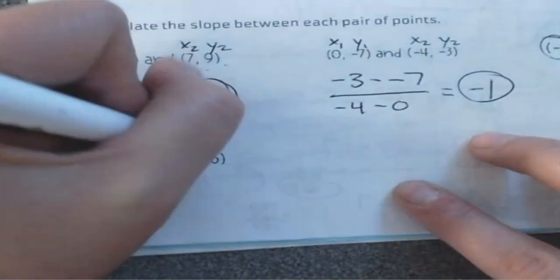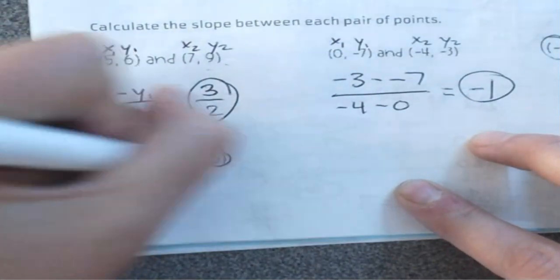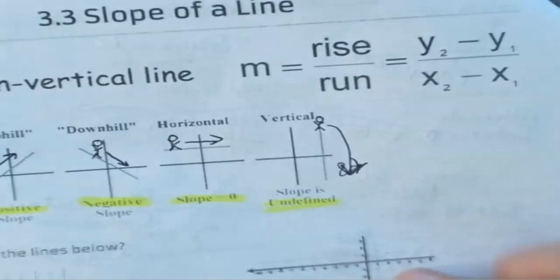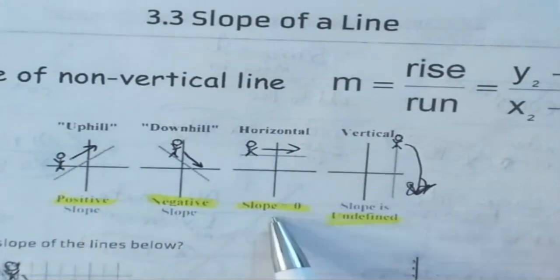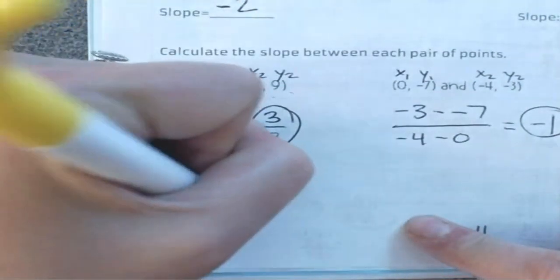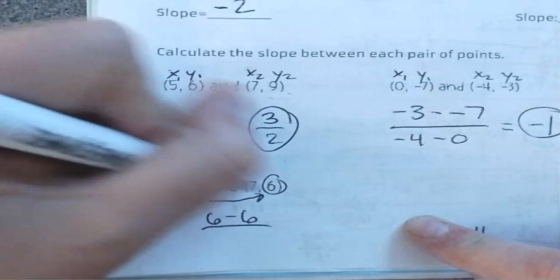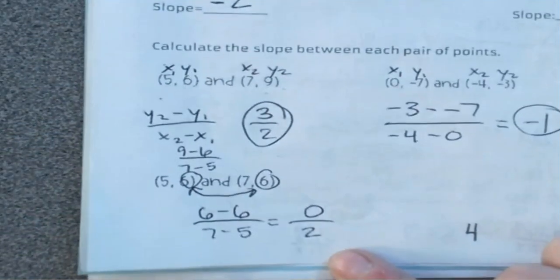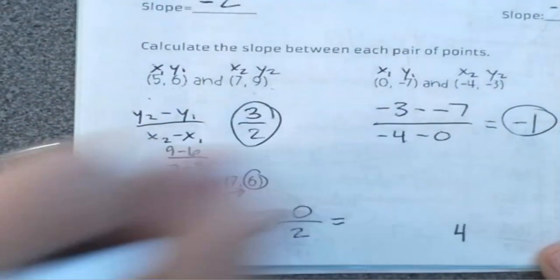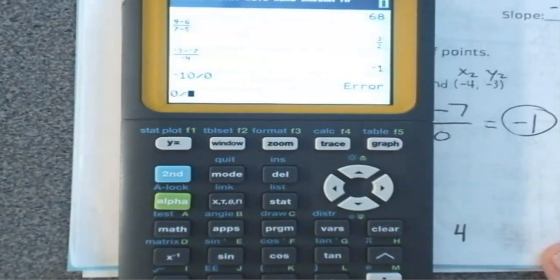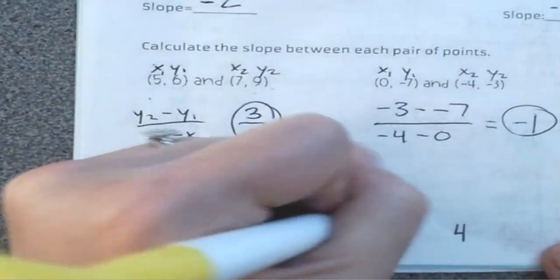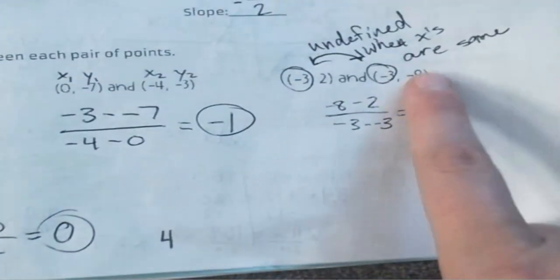All right, now the y's are the same. So what's the only one we haven't talked about yet? Up here. Perfect. Horizontal slope is 0. So when the y's are the same, 6 minus 6, 7 minus 5, so it's 0 over 2. 0 divided by any number is 0. So use your calculator to help you. Zero divided by any number is 0. -10 divided by 0 is undefined. I probably should write it over here, too.